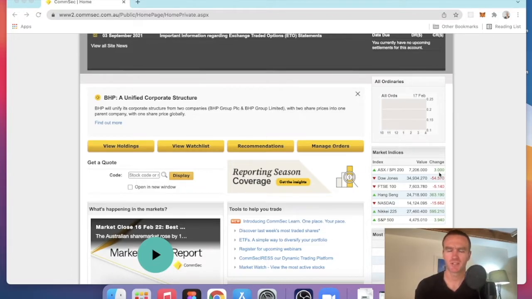So it's not really something I need to worry about, probably because the S&P 500 was flat overnight as well. Usually if the S&P's moved, the ASX will move. Not always, but it's usually the case.